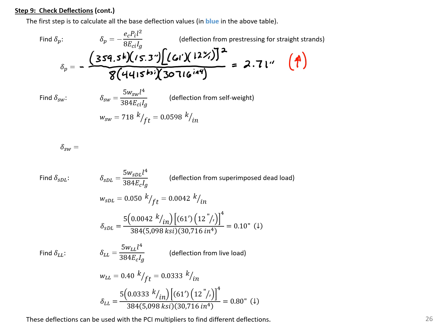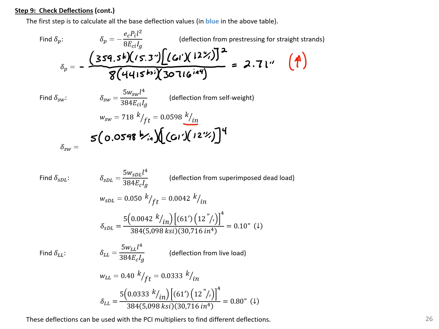So next we need to find our deflection due to self-weight. And notice that I converted our units to kips per inch so that we have consistent units throughout. So here we'll have our deflection due to self-weight equal to 5 times 0.0598 kips per inch times our length. So again, we need to do 61 feet times 12 inches per foot.